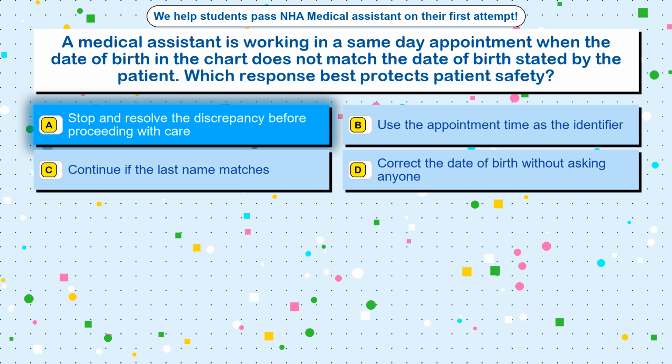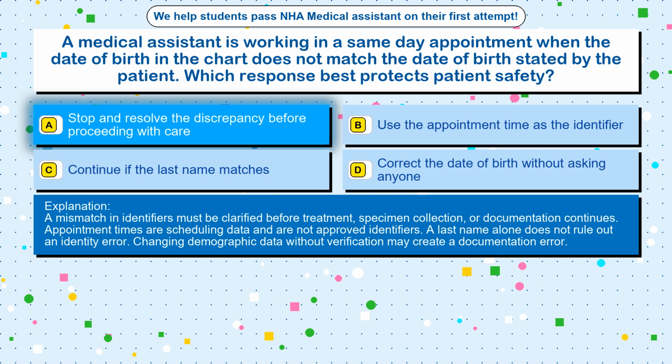The correct answer is option A. Stop and resolve the discrepancy before proceeding with care. A mismatch in identifiers must be clarified before treatment, specimen collection, or documentation continues.